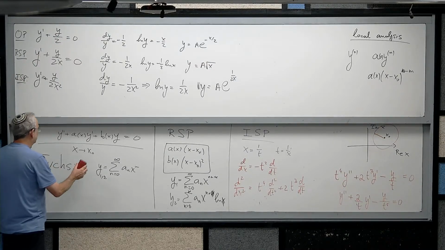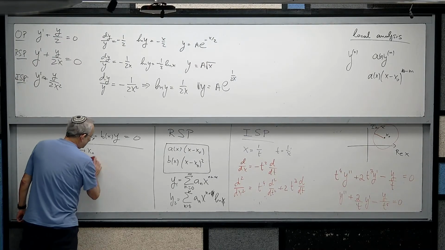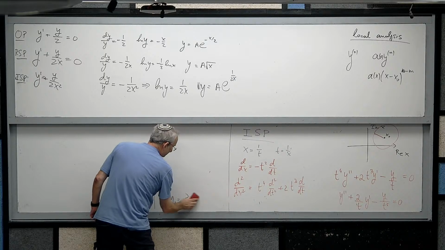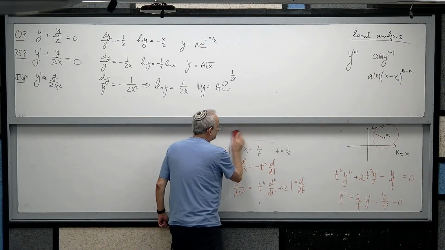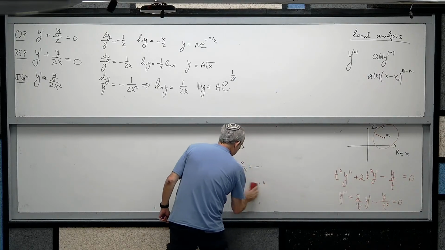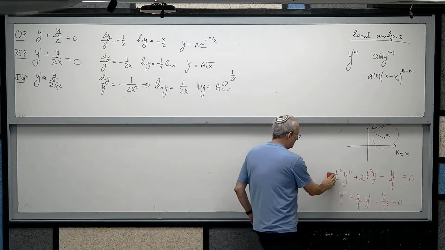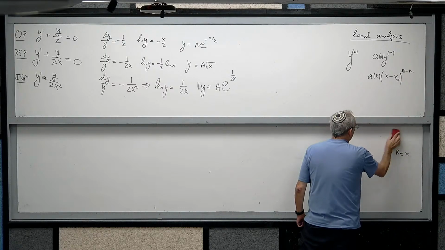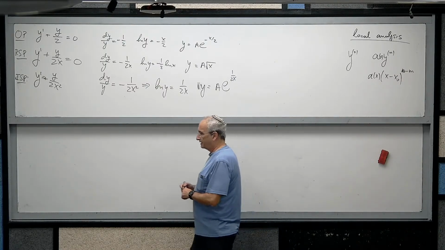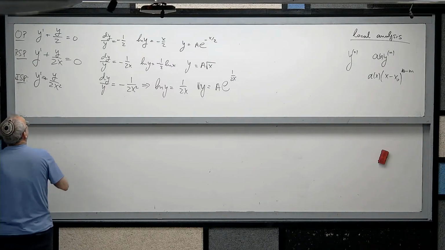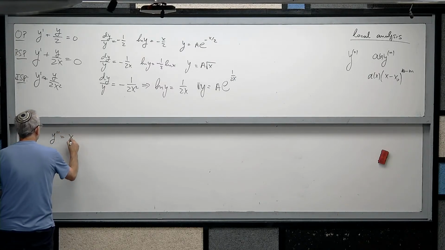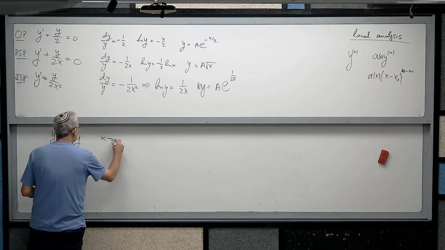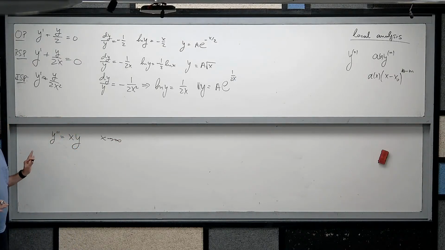So here is the trick. We have the Airy equation, as I mentioned, which is y double prime equals x y, and I want to analyze it as x goes to infinity. That's my goal.